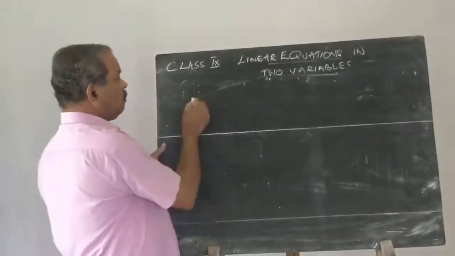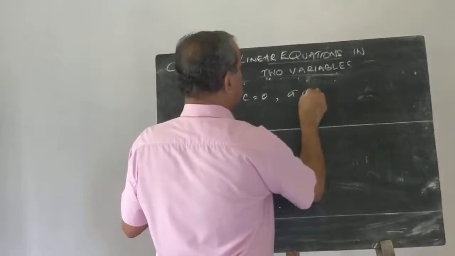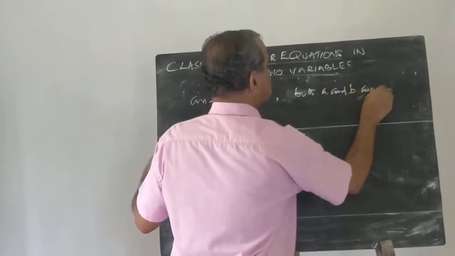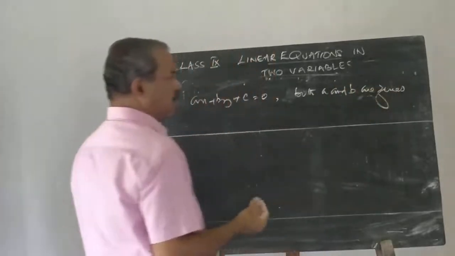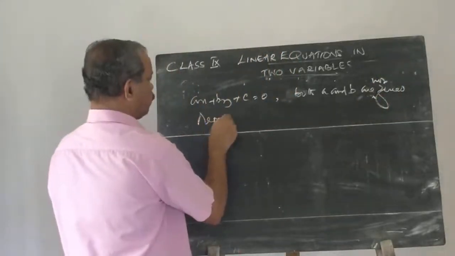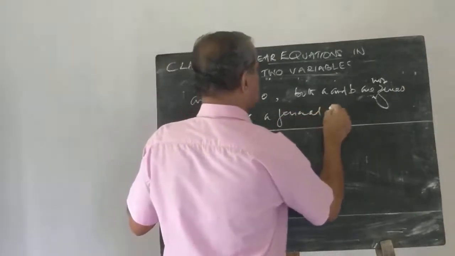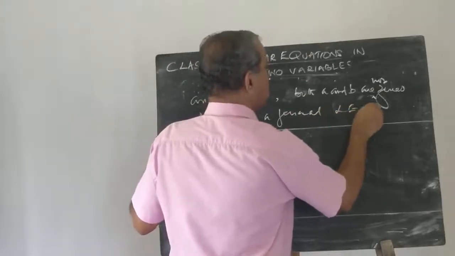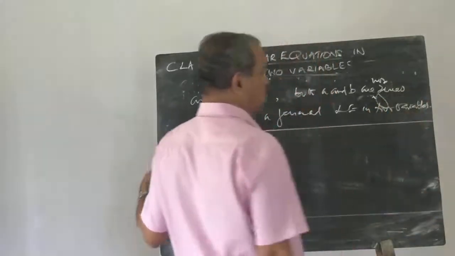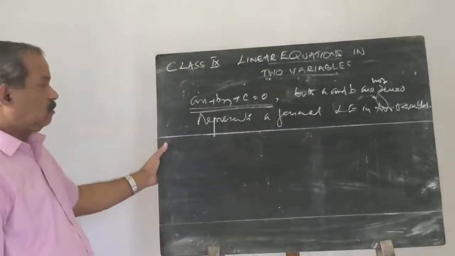In general, ax plus by plus c equals 0, where both a and b are not zeros, represents a general linear equation in two variables. Ax plus by plus c equals 0.